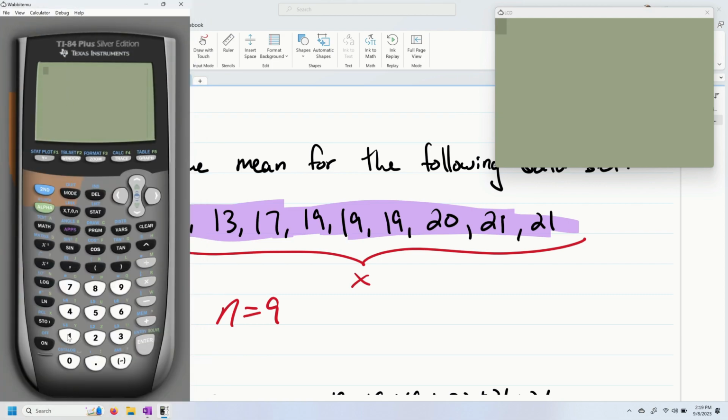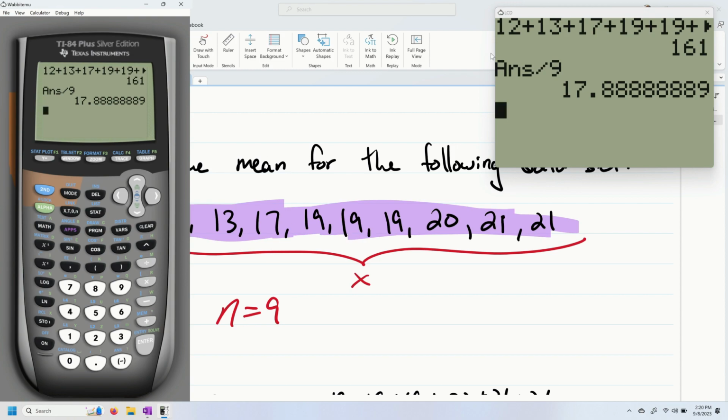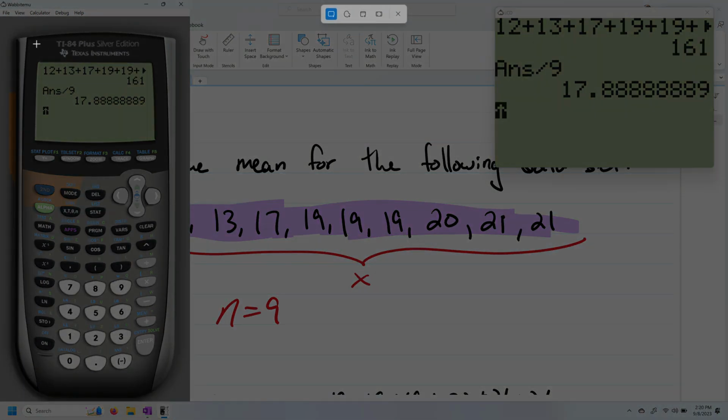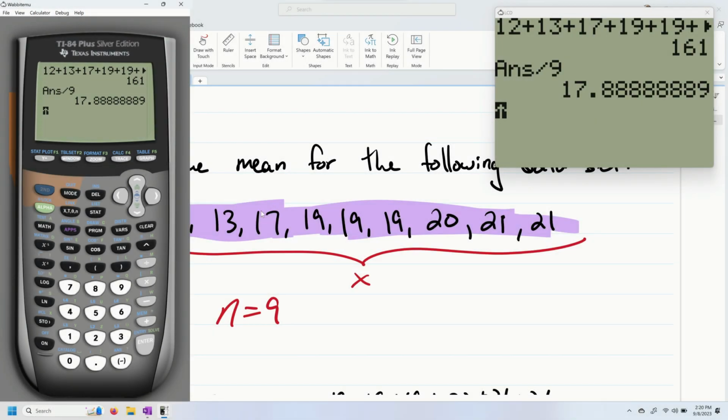So we're going to do 12 plus 13 plus 17 plus 19, and we have 3 of those. So there's 1, 2. There's my third 19, 20, and 2 21s. All right, so the numerator turns out to be 161 divided by 9. And I'm going to copy and paste this into our notes so we can see it. Perfect.